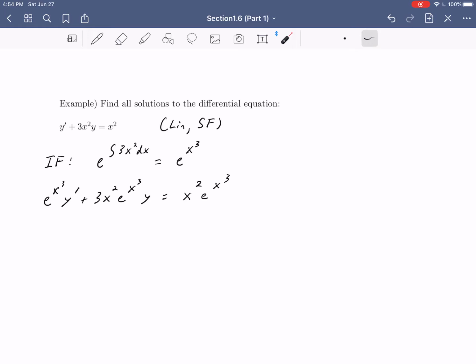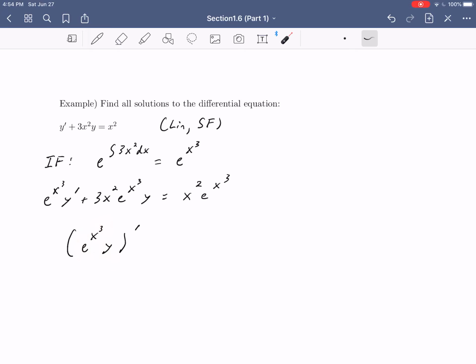Now, if you calculate this integrating factor correctly, in other words, if you don't make a mistake in the antiderivative, this left-hand side is guaranteed to be a product rule. Well, we can actually just confirm that. We should be able to see that it is the derivative of e^(x^3) y. It is always going to be a product of the integrating factor along with y.